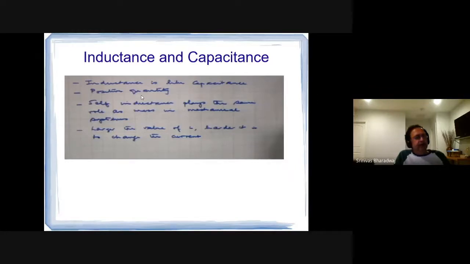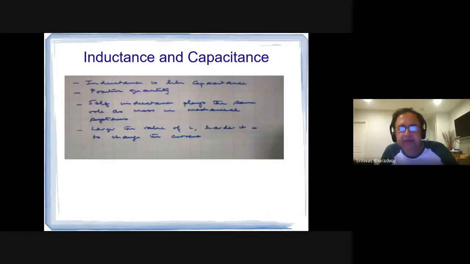In one case you have I equals C dV by dt. The other case you have V equals L di by dt. So one is the complement of the other. In many cases they include an inductance and a capacitance, and they play complementing roles in circuits. So that's where we are headed next.